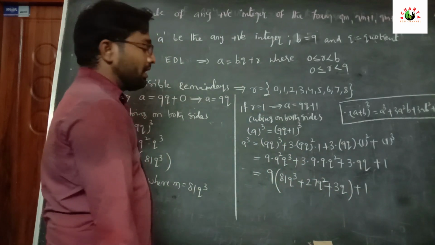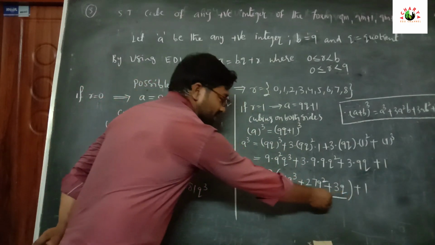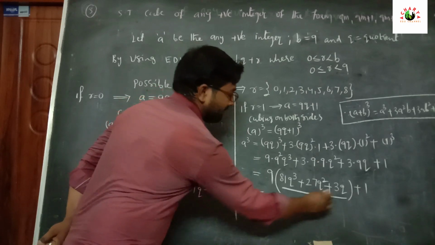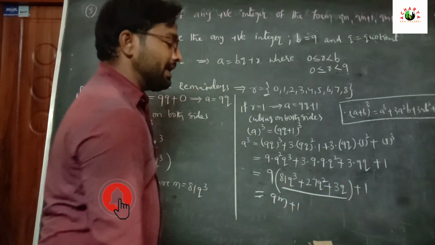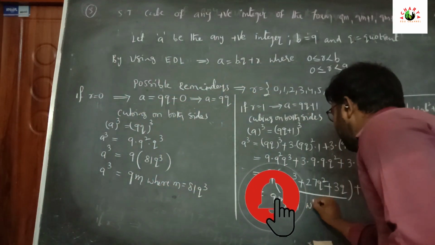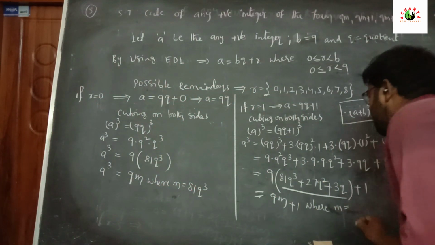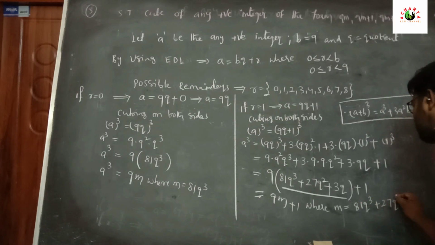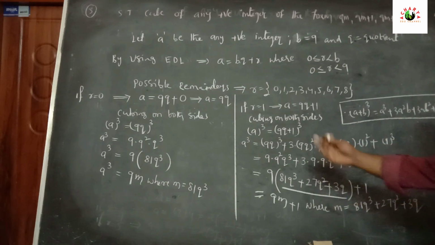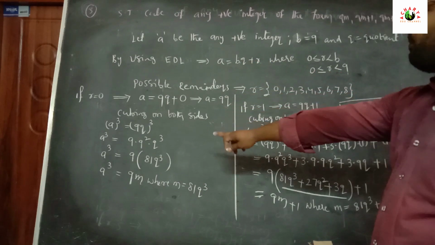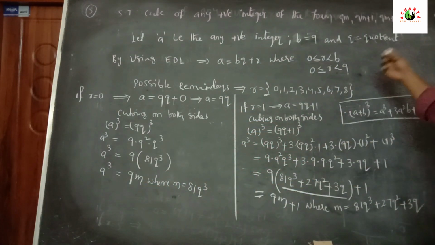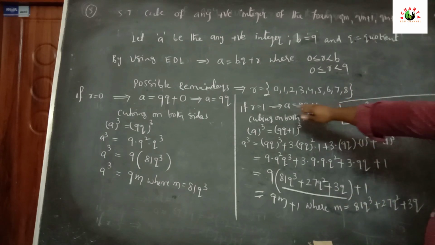Now this total value we can write as m. This is m, and this is plus 1. So 9m plus 1. Here, what is the value of m? Where m equals 81q cube plus 27q square plus 3q. Now we have shown the cube of a positive integer is 9m, and 9m plus 1. The next one is what? 9m plus 8. Now we can take r equal to 2.